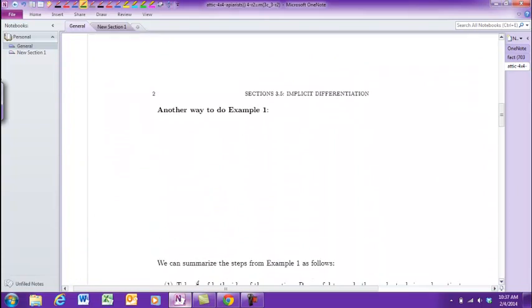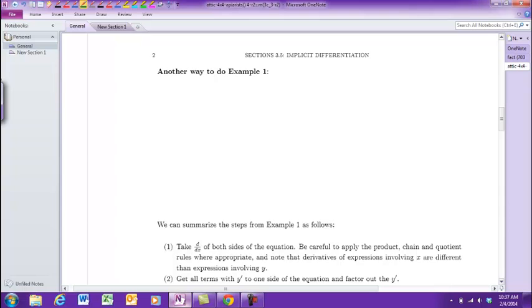So there's actually another way to do example 1. And the idea for this is we can rewrite the expression 4x squared plus 9y squared equals 36. We can first solve for y. So first solve for y.